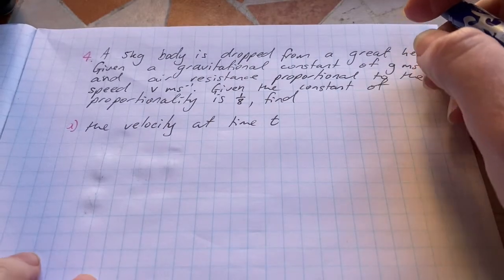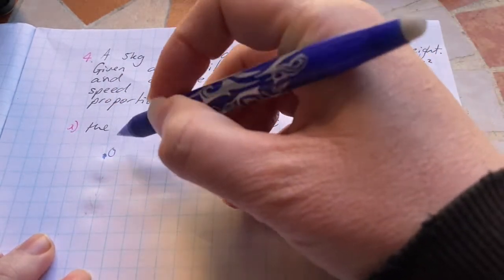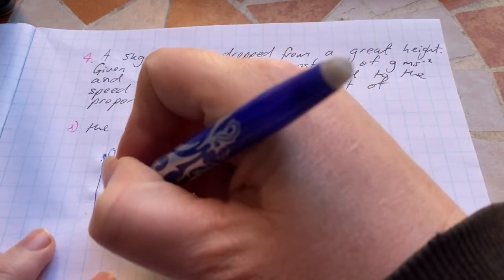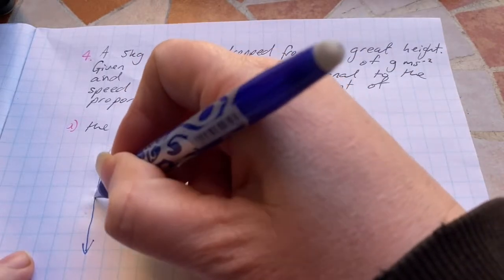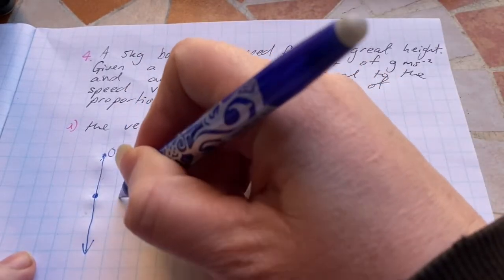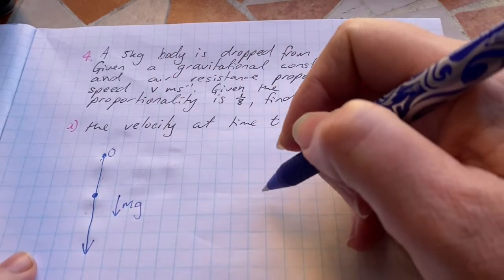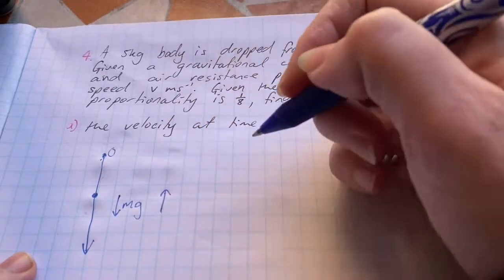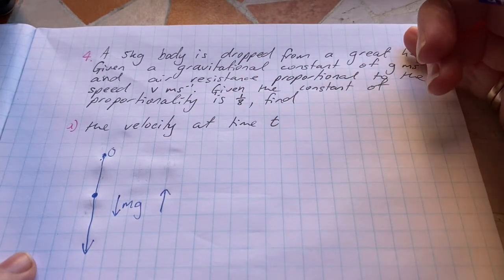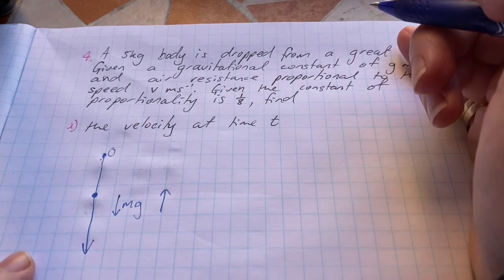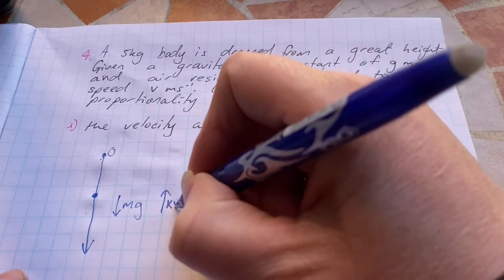So the first thing I'm going to do here is draw a bit of a diagram, and I'm going to make the origin the point at which I've dropped the body from. So it's going down, and we know that at any point in its motion there is a downwards force of its mass times the gravity. And we also know that there's an upwards force of the air resistance. Now, it told us that the air resistance was proportional to the velocity, to the speed, with a constant of proportionality of 1/8. So normally I'd write kV there.